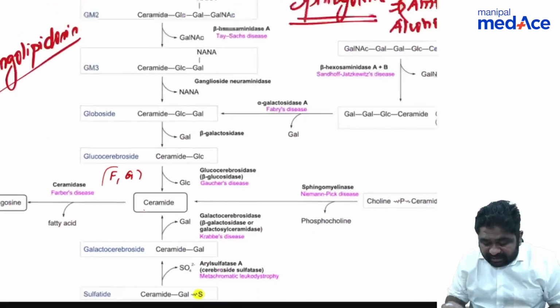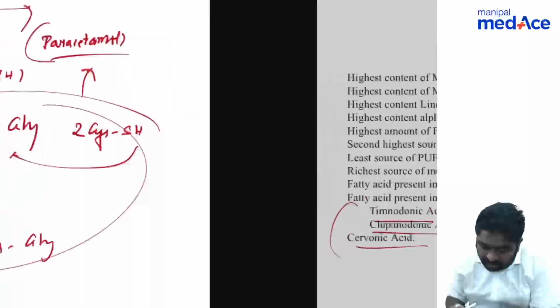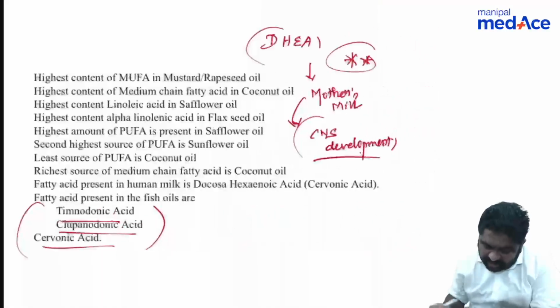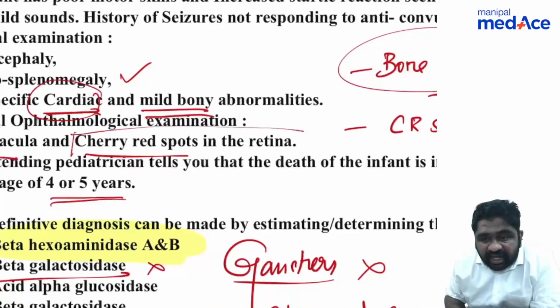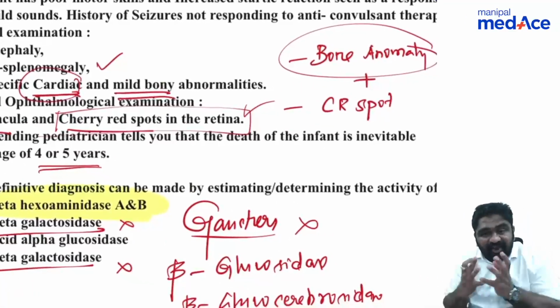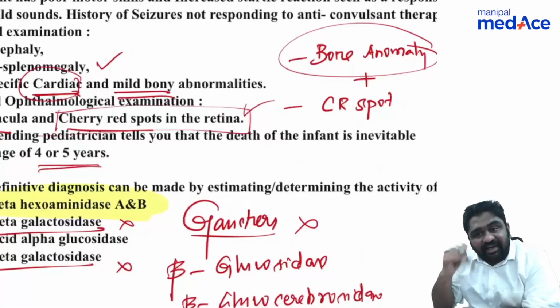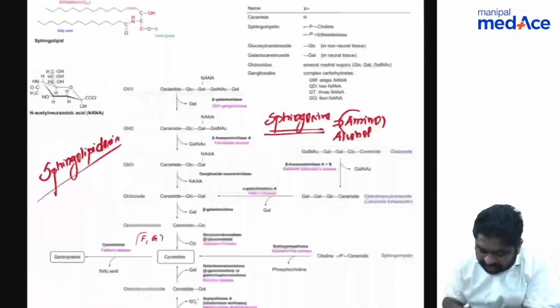Now, in our case, it was not actually the Gaucher because of one reason. Now look at this case discussion here. I had said cherry red spots are seen in the retina. That is why we have to rule out Gaucher's disease. And one more thing, in the options, I did not give beta glucocerebrosidase. That is why you cannot choose Gaucher's disease also. Okay, now let's continue with this.